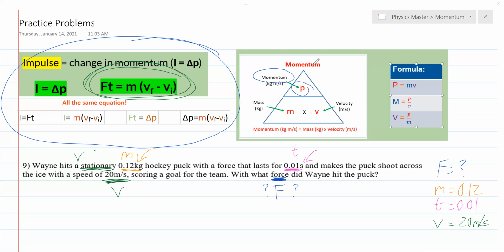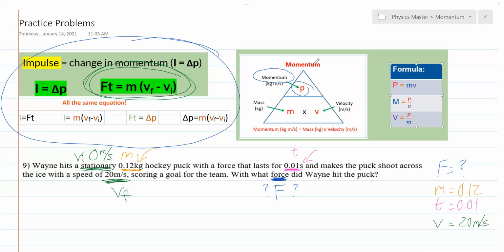Anybody? Yes, 0 meters per second. So now we just need to figure out which V is I and which one is F. Which one do we think is the initial velocity, where it started? Very nice. Anaya says this one, because it started as not moving and then he hit it. So this must be VF.